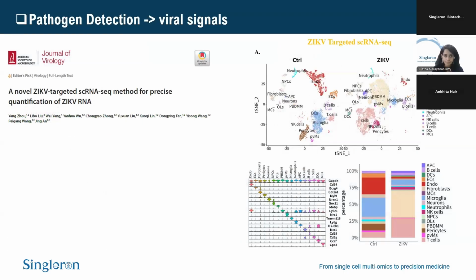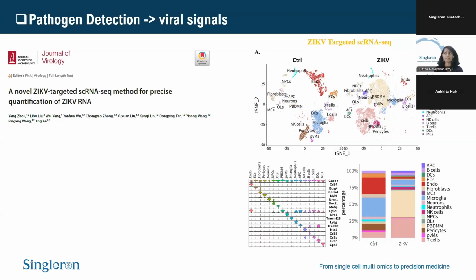And so based on this principle, you can develop a custom kit based on the pathogen of interest. So even if your infection, viral or bacterial, doesn't have a poly-A tail, which is not captured in standard single cell platforms, you can come up with a custom kit. What you'd need to know is markers on the virus that can be put on probes and then you can capture. So here's a publication based on Zika virus.